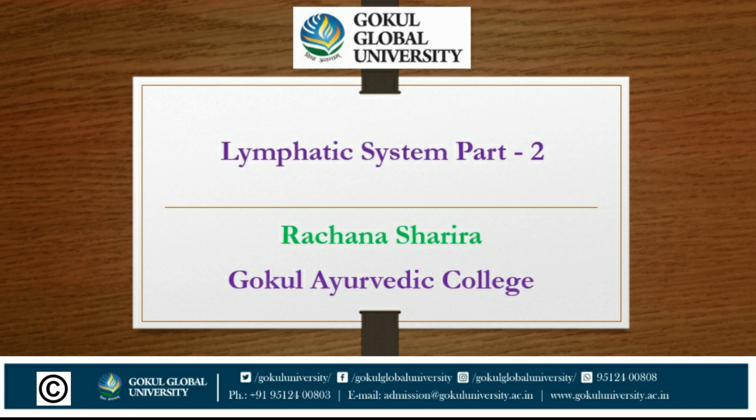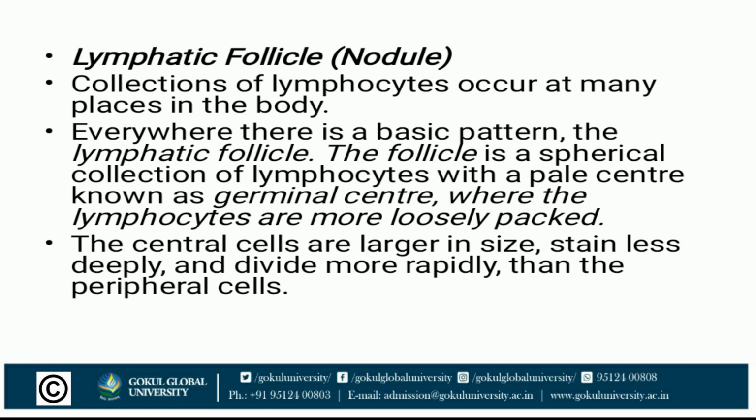Okay, first, the lymphatic follicle. Collections of lymphocytes occur at many places in the body. Everywhere there is a basic pattern. The follicle is a spherical collection of lymphocytes with a pale center known as the germinal center, where the lymphocytes are more loosely packed. The central cells are larger in size, stain less deeply, and divide more rapidly than the peripheral cells.